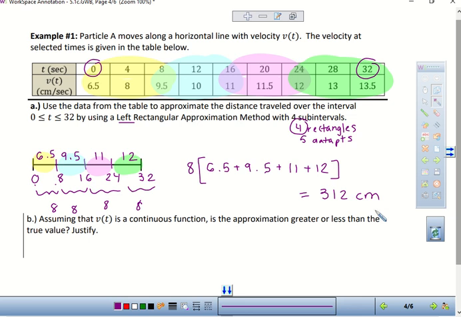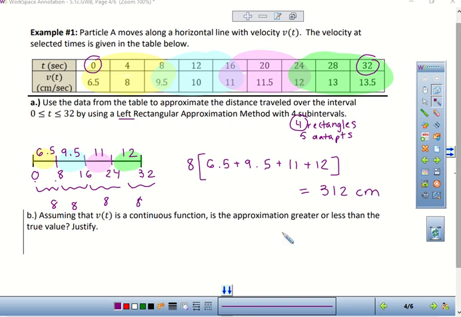Exactly. So it says assume that v of t is a continuous function. Is the approximation greater or less than the true value? So we have to know two things to figure this out. What method we used, which was LRAM. Okay. And then secondly, we need to look at the y values. As time goes on, are these y values increasing or decreasing? Increasing.